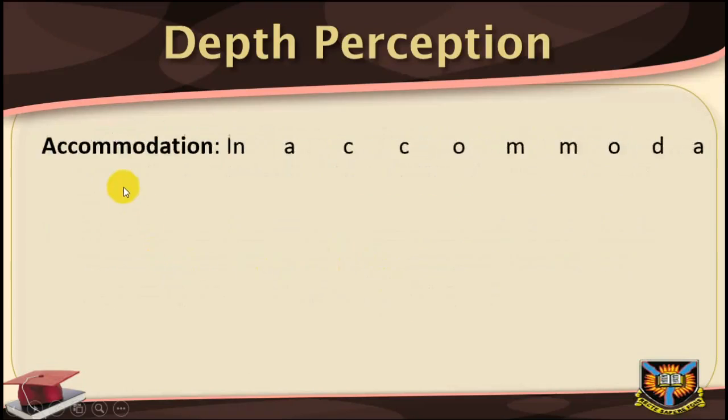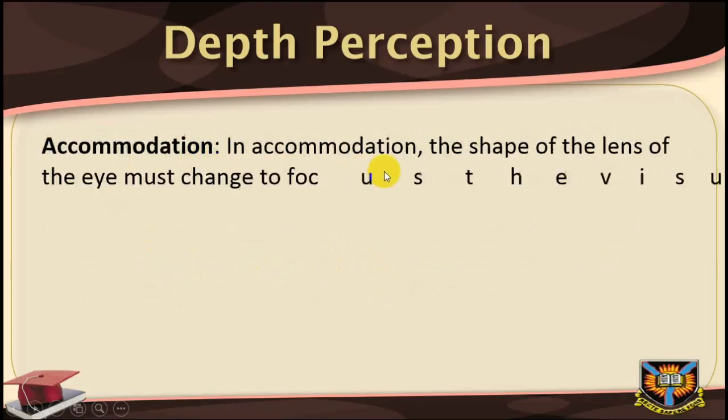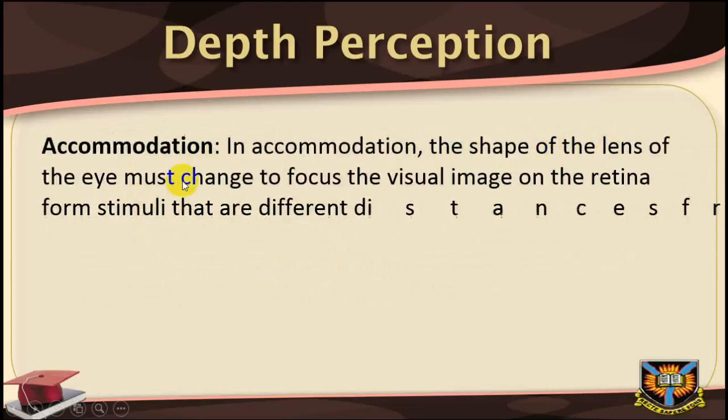Accommodation. In accommodation, the shape of the lens of the eye must change to focus the visual image on the retina from stimuli that are different distances from the eye. This process is called accommodation. Kinesthetic receptors in the ciliary muscle, therefore, provide a source of information about the distance of different objects. This information is useful, however, only for short distances up to about 4 feet.